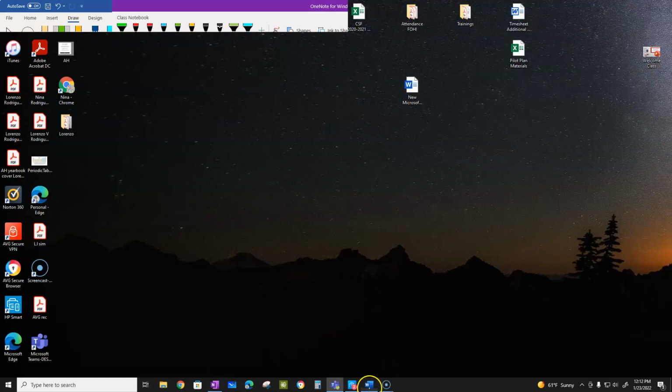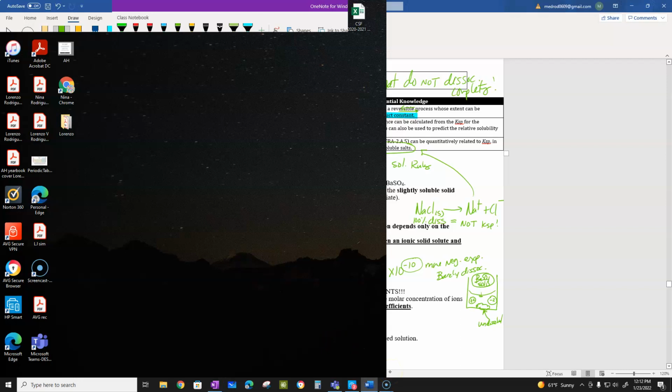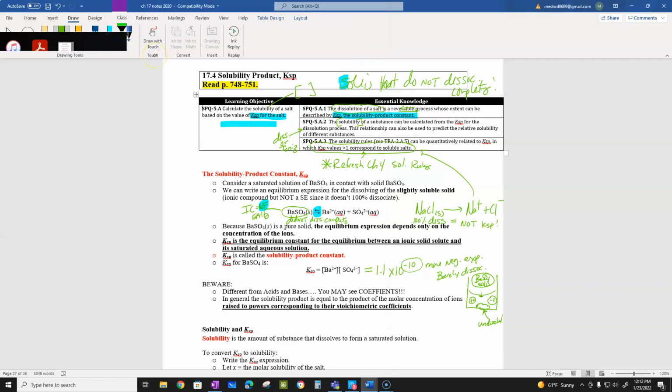Okay, going back, sorry. All right, so because barium sulfate is a pure solid, the equilibrium expression depends on the concentration of those ions. Products over the reactants, ladies and gentlemen, we do not put solids in our Ksp. Okay, the Ksp is the equilibrium constant between the ionic solid solute in its saturated form.